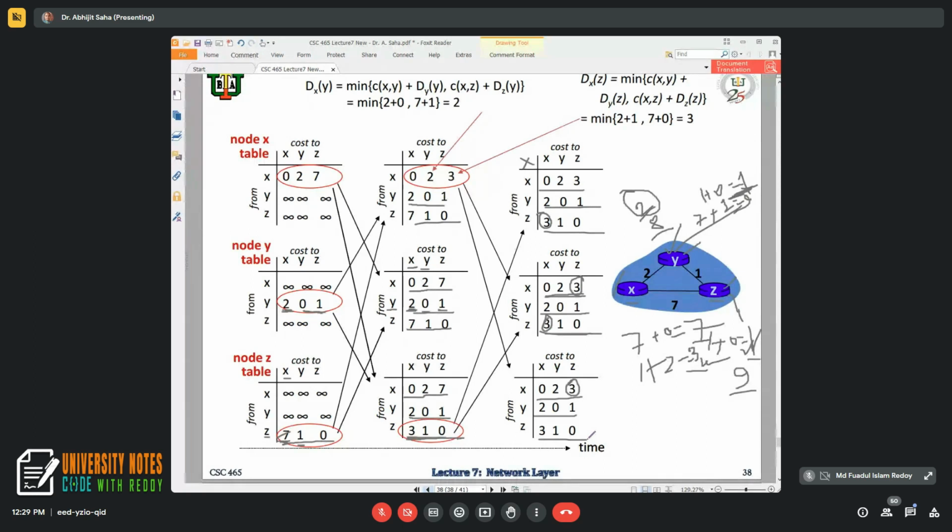Sir, yes, sir. Could you repeat the last part, sir? I didn't understand about this. Last part, what? Last part which one? Node Z table. Yes, sir.